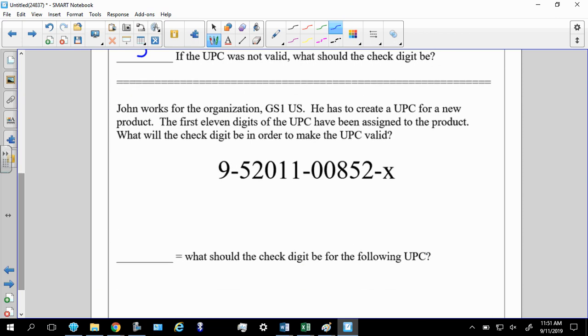All right. John works for organization. All right, we've seen this. We're trying to find the check digit. That's what we're trying to find. So again, step 1 is taking the first numbers, skipping all the other ones.